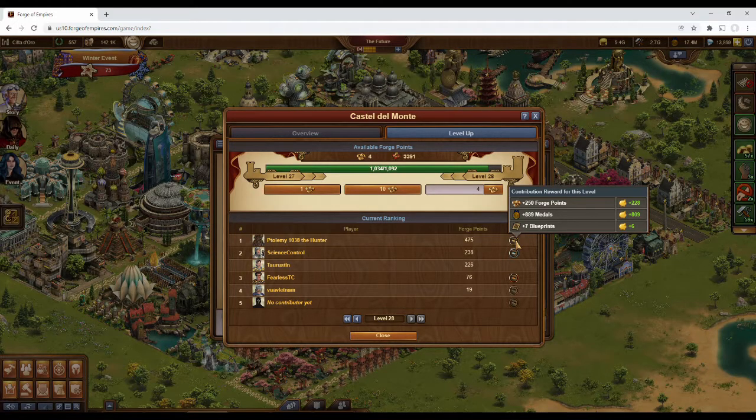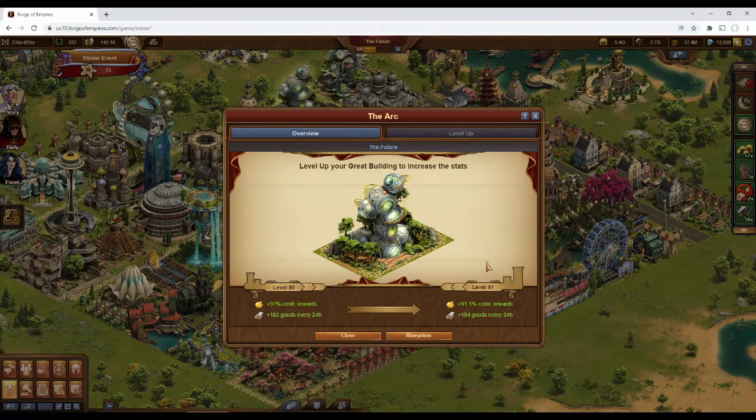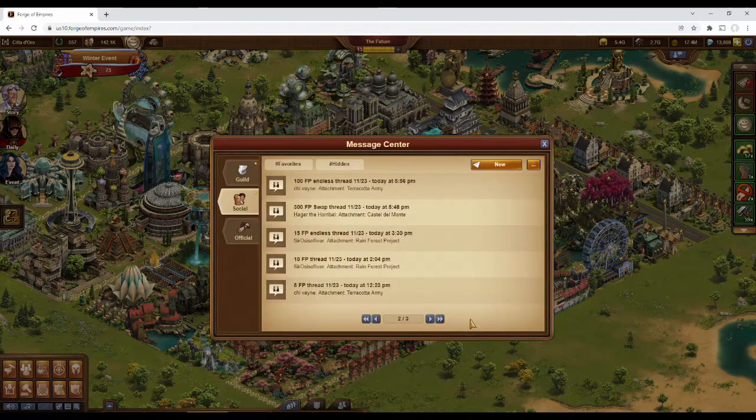If you notice, the 1.9 thread would work well for me, because I actually get more forge points back than I would need to contribute. This is because my arc is level 90, and therefore I get 91% rewards back, instead of just 90%.